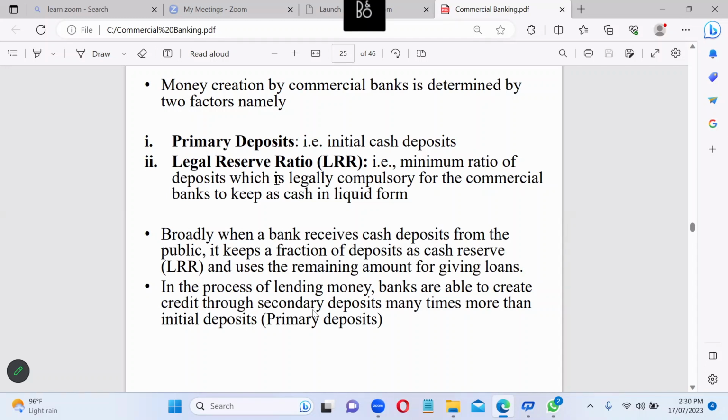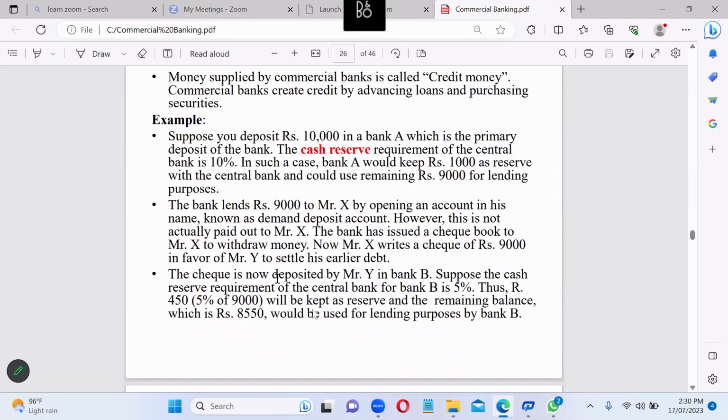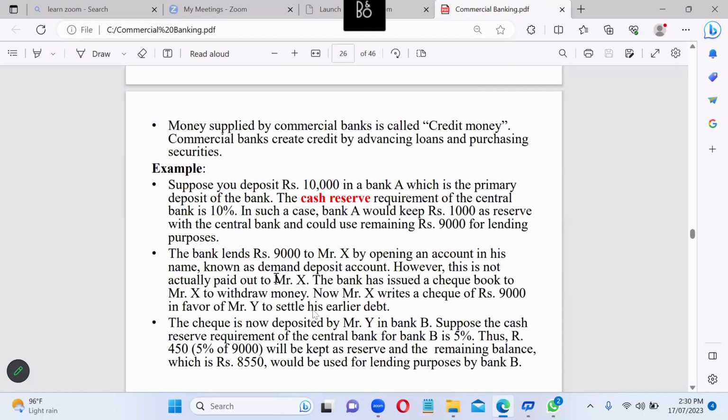Broadly, when a bank receives a cash deposit from the public, it keeps a fraction of the deposit as cash reserve, the LRR, and uses the remaining amount to give loans. In the process of lending money, banks are able to create credit through secondary deposits many times more than the initial deposit. Here, the money supplied by the commercial bank is called credit money. Commercial banks create credit by advancing loans and purchasing securities.